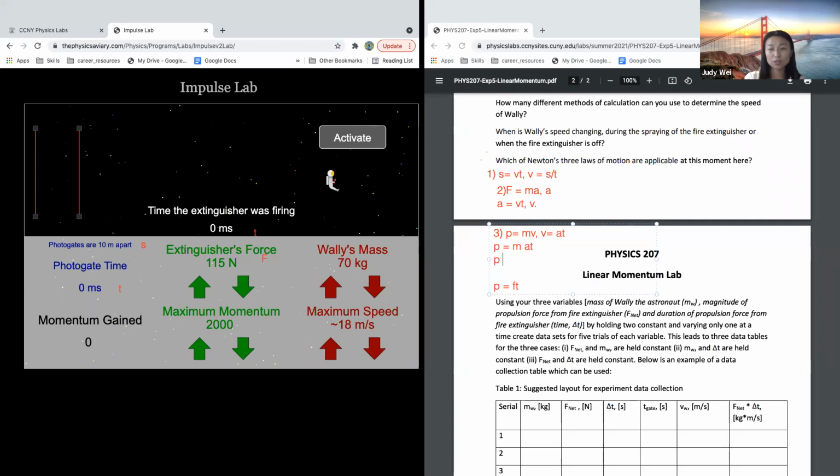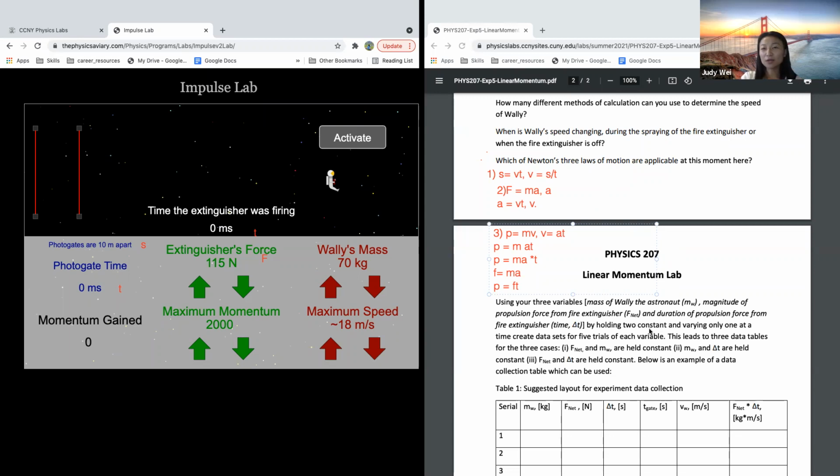So p equals m times at, so ma is F. So I can say ma times t, and we know F equals ma. So p equals Ft. So this is how you derive it. But either way it works, it doesn't matter which one you choose. This is the derivation showing why both are correct. This is some appetizer for us to understand the whole process.